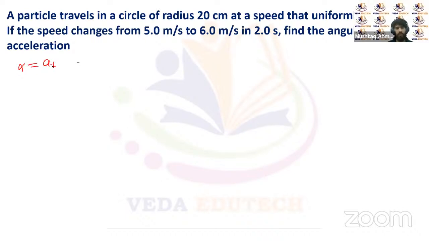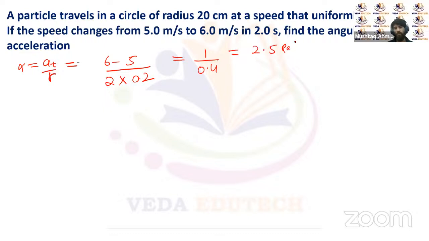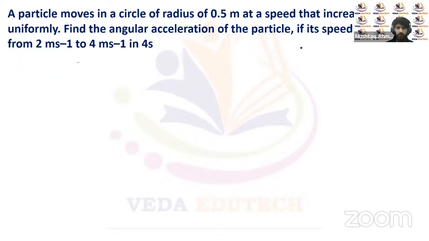So the angular acceleration will be the tangential acceleration upon the r, right? The tangential acceleration will be the change in speed, 6 minus 5, upon 2 seconds, divided by the radius. That's 20 centimeter, we can write it as 0.2. So it will be 1 upon 0.4, that will be equal to 2.5 radians per second square. This will be the angular acceleration for this particle.